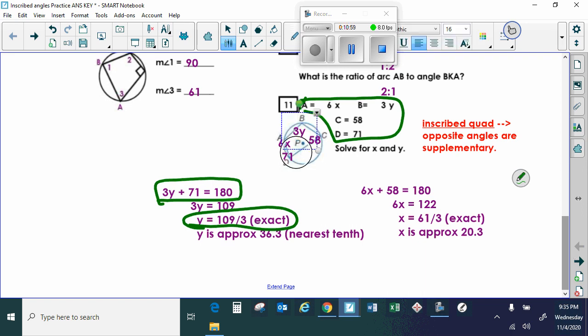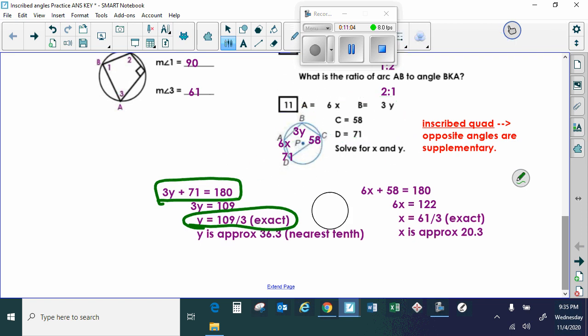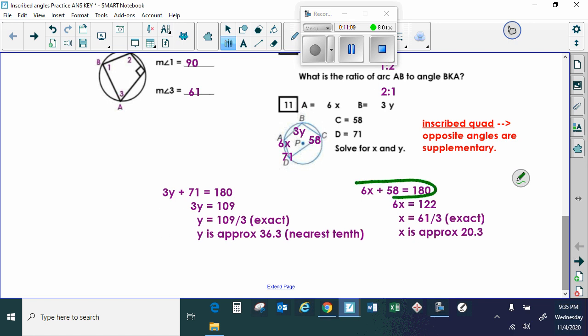And then the other pairing is 6x plus 58. Okay, 6x plus 58 is 180. That's this work right here. Subtract 58 from both sides, divide by 6, and you get 61 thirds for your exact answer. I just put the approximate answer in there, but it didn't ask for it. If it just says solve for x and y, it's always the opposite. Here's a reminder that in inscribed quadrilaterals, the opposite angles are supplementary. Okay, so that will answer anything you need for the front page of your worksheet. The back covers all the different types of problems.